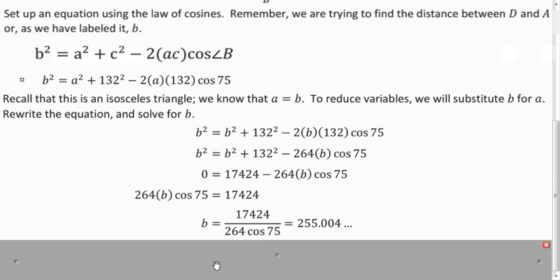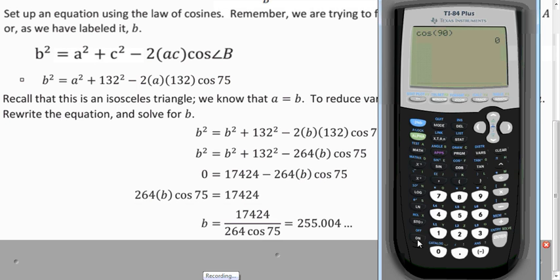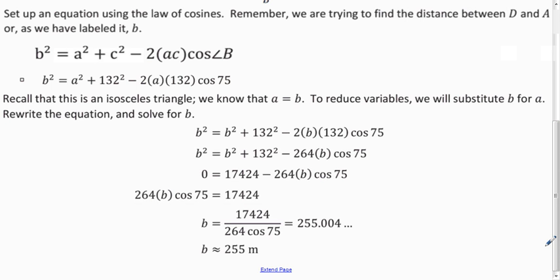And at this point, you can just plug it all in the calculator. Let's see, 17,424 divided by, and make sure you use parentheses, or else it won't think that you're putting that cosine in the denominator. And there we go. So about 255 meters.